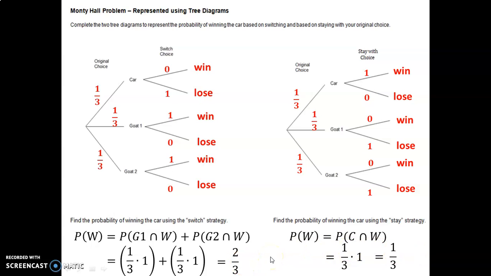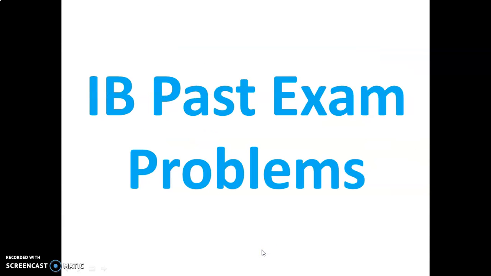So that's a great lens through which to look at our Monty Hall problem, the problem that has followed us for the entire unit, and it's really nice to see all the pieces of probability coming together here in these tree diagrams and the logic we use here. Okay, so now let's look at some IB past exam problems to wrap up our unit on probability.